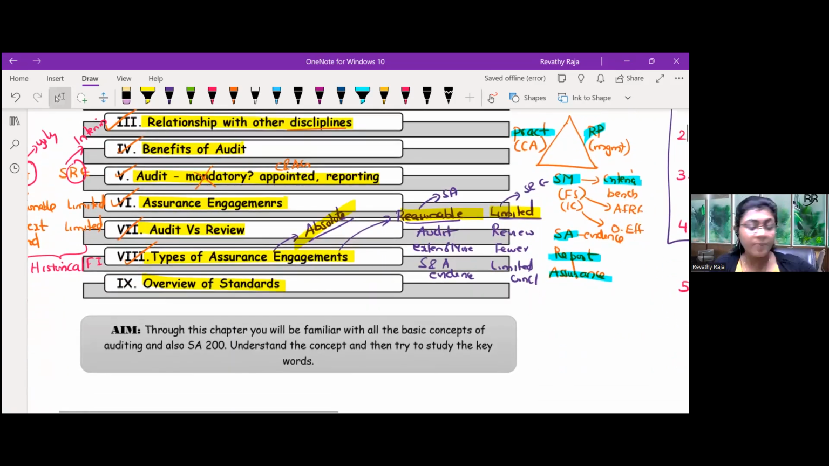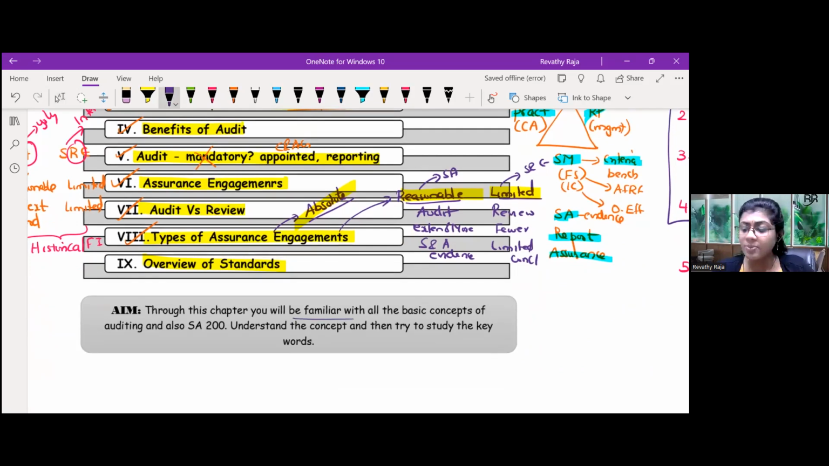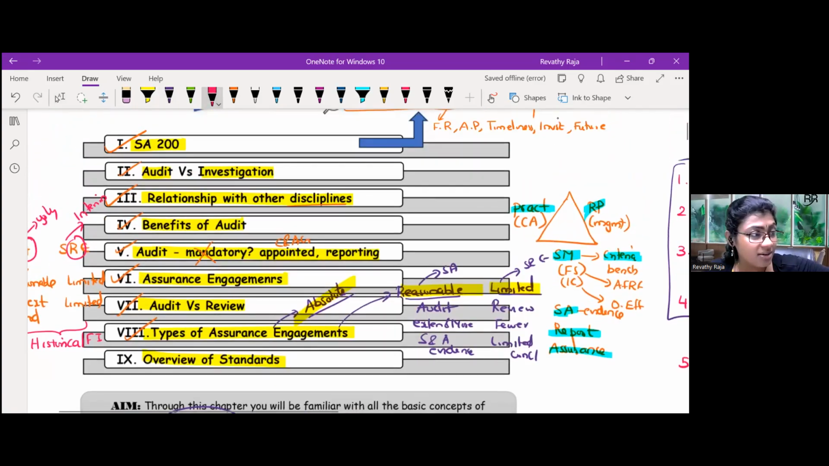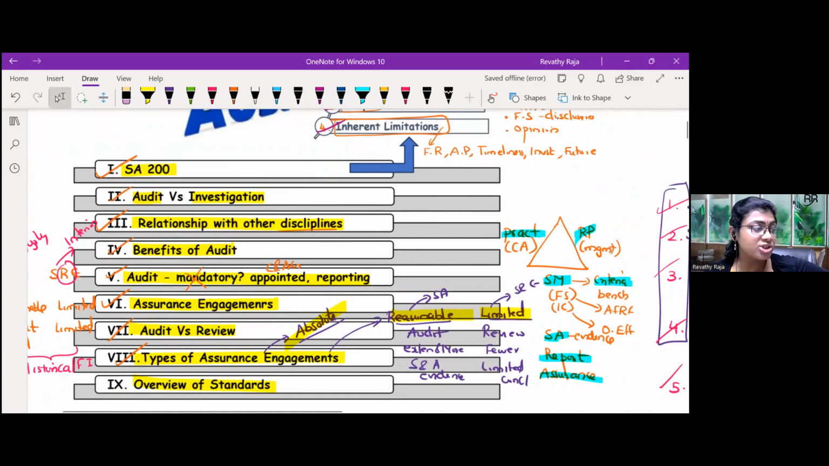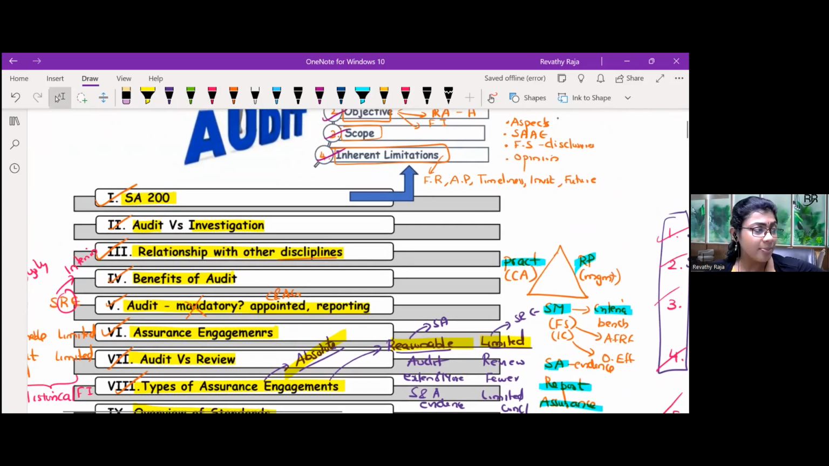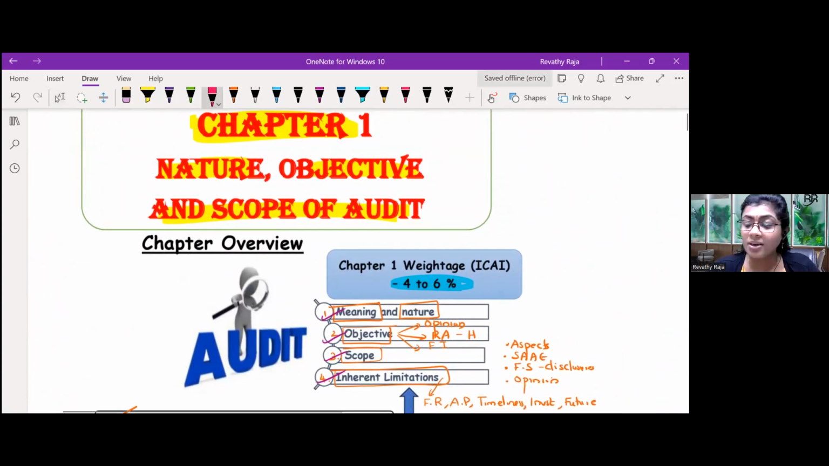So yes, the main aim of this chapter is that you become familiar with all the basic concepts of auditing, and mainly we will be covering SA 200 and you should be well versed with SA 200. Here we have to understand the concept, especially the different standards on auditing. What are the standards? I mean SA, SRE, SAE, SRS, and SQC, and at which level and for what engagement each is applied. So this is the summary of chapter number 1, which is nothing but nature, objective, and scope of audit. It is a comparatively small chapter, 4 to 6% weightage as per ICAI, and do it well. So all the best.